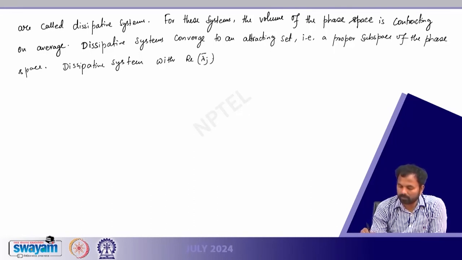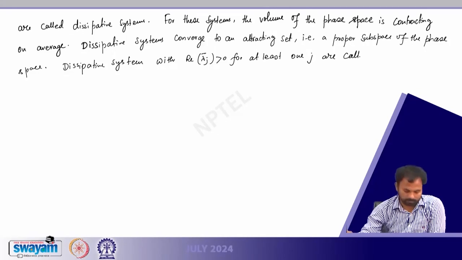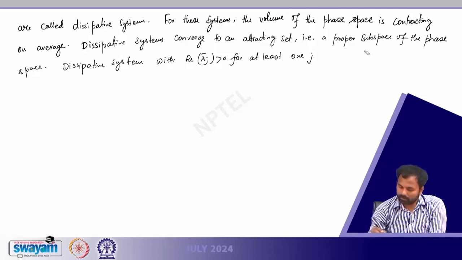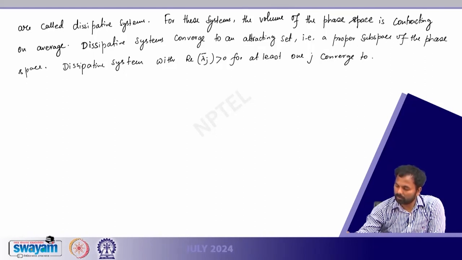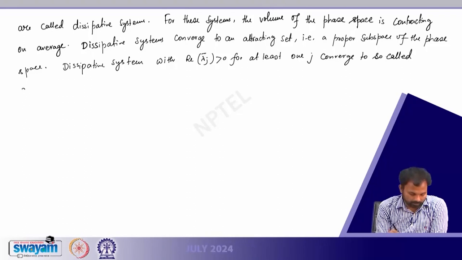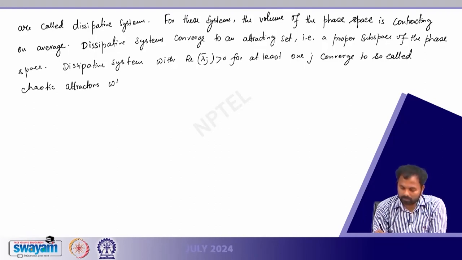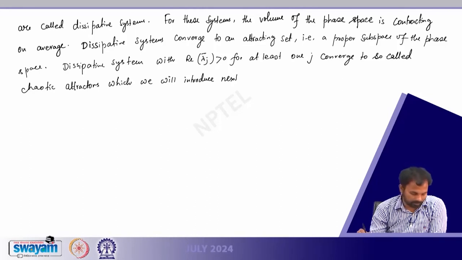Dissipative systems with real part of lambda j conjugate greater than 0 for at least one j are called dissipative systems that converge to so-called chaotic attractors, which we will introduce in the next section.